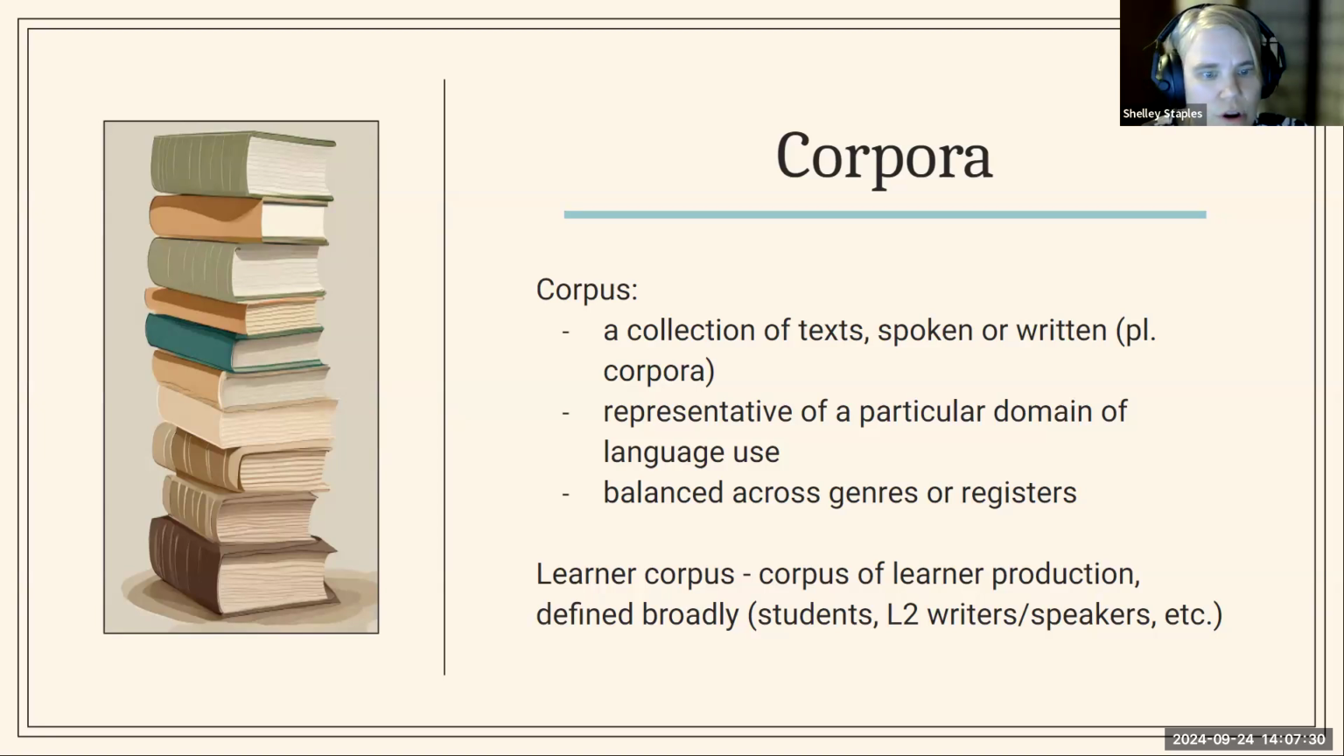And then for the learner corpus part, we are a little bit broader than some definitions of learner corpora. So it's a corpus of learner production, but it can include all students. In this corpus, there are only L2 speakers of the languages that we're representing, but we have other learner corpora that have L1 speakers as well, but they're learners. So we consider everyone a learner from this perspective.